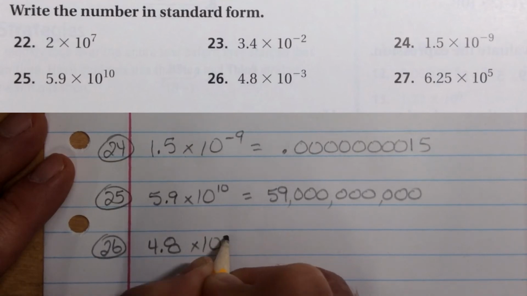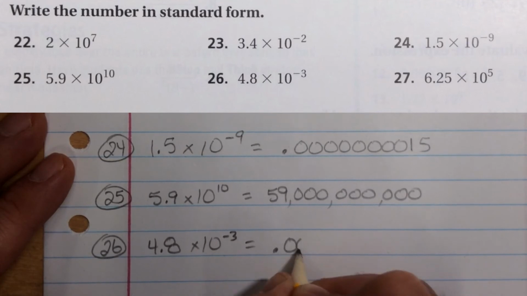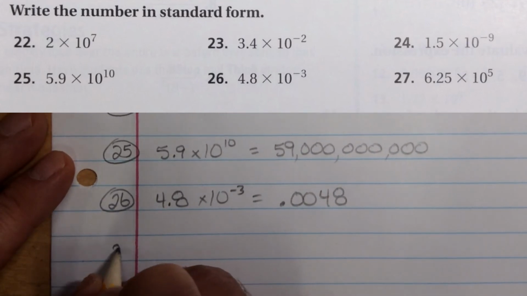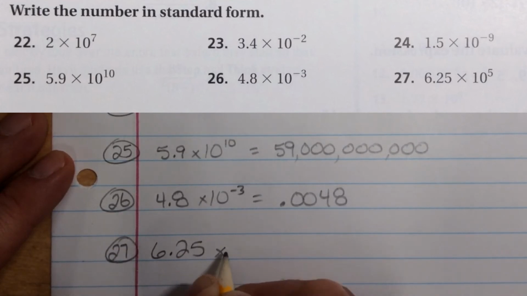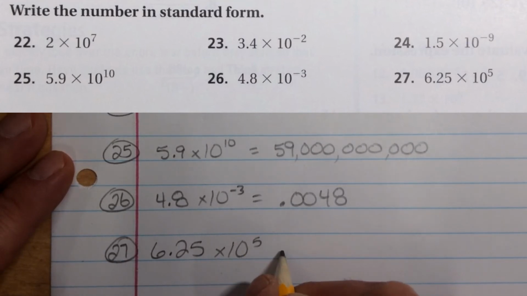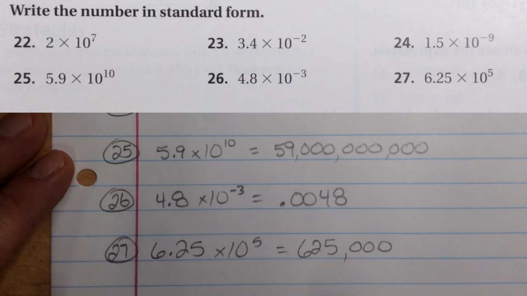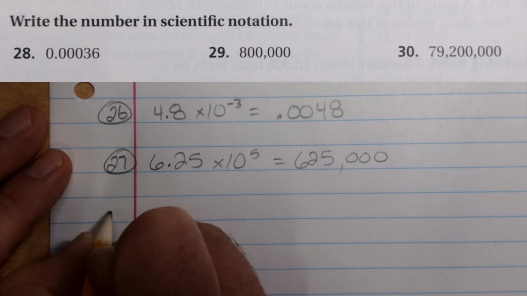4.8 times 10 to the negative 3 equals, 3 moves this way, so 0.0048. And 27. 6.25 times 10 to the 5th. 2 moves to get on the other side of those numbers, so only 3 more. So 3 zeros there. 625,000. Excellent. The next 3, 28 through 30, we have to write the number in scientific notation.